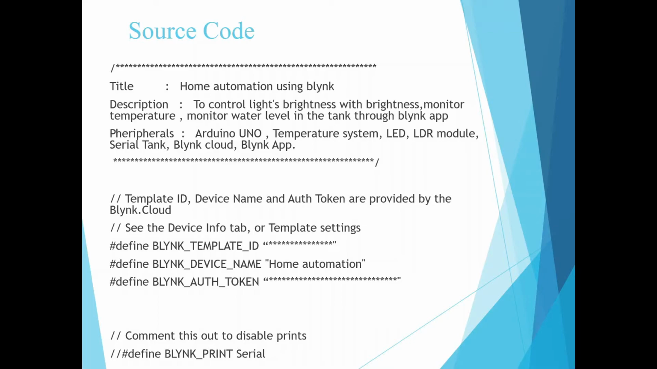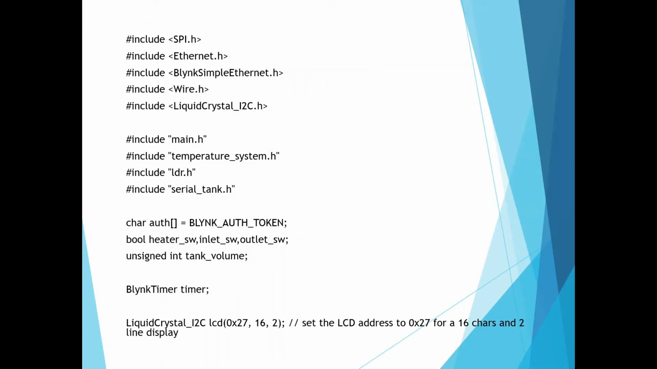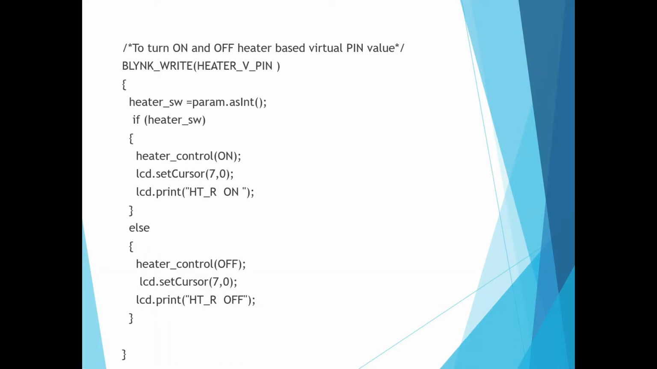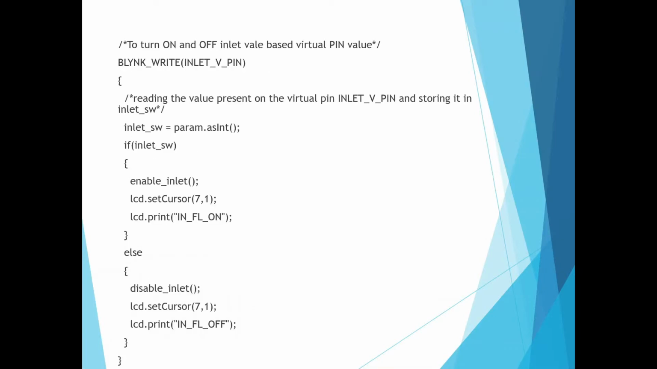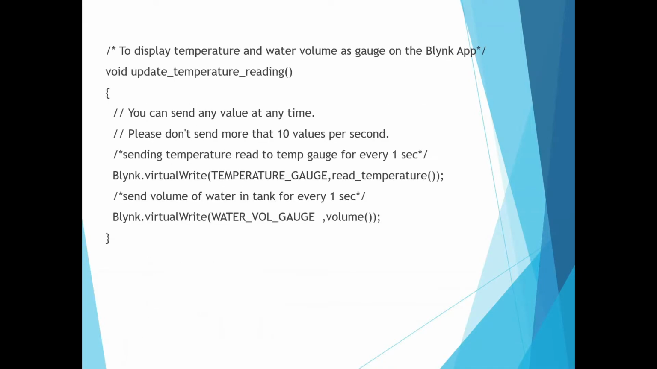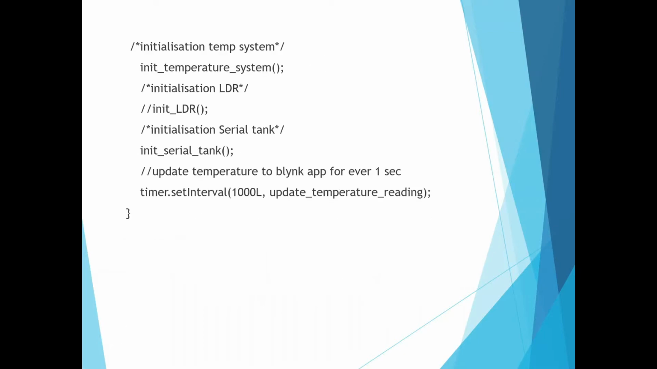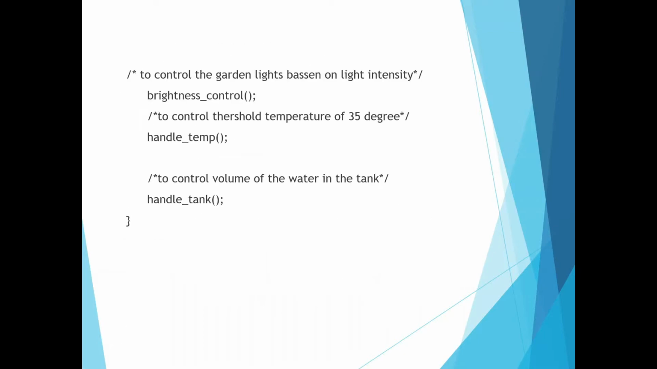Now I'll show the source code of the home automation. To turn on and off the outlet based on the virtual switch value. Look at the source code of the home automation.